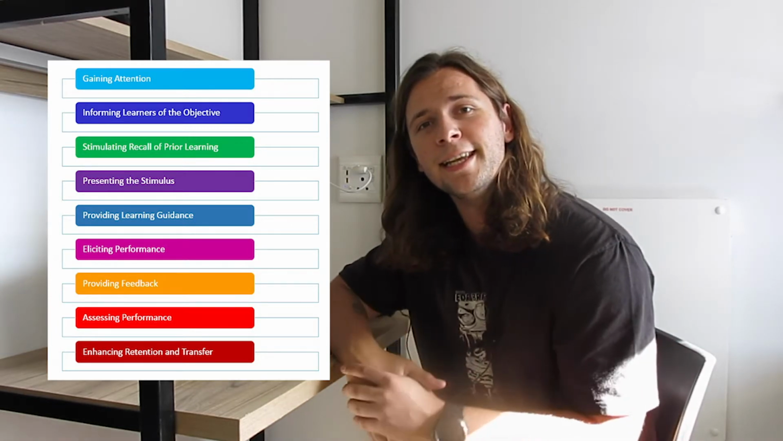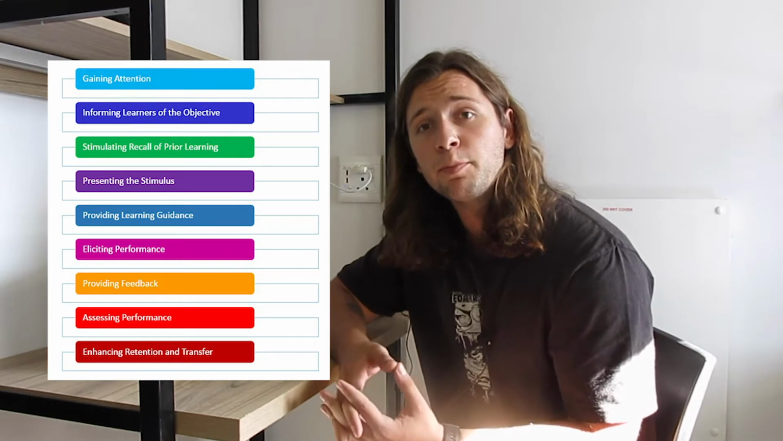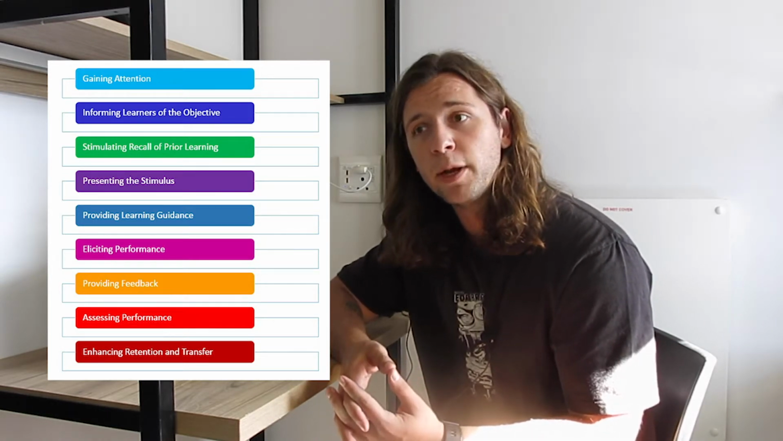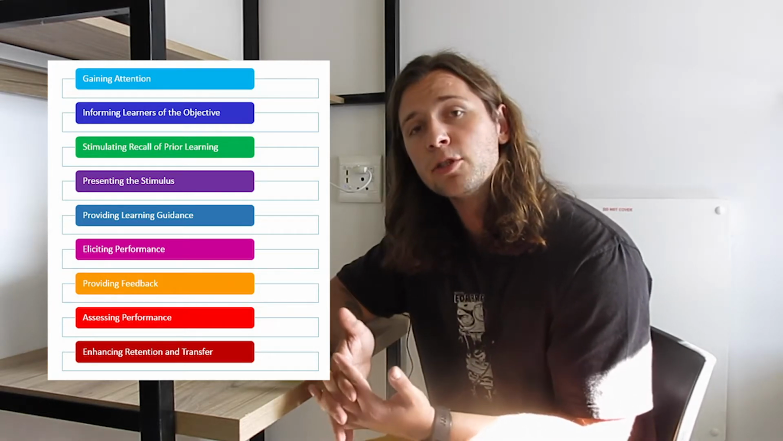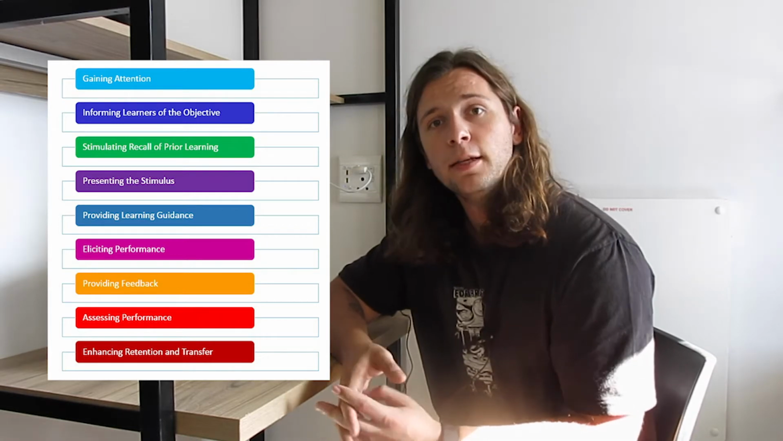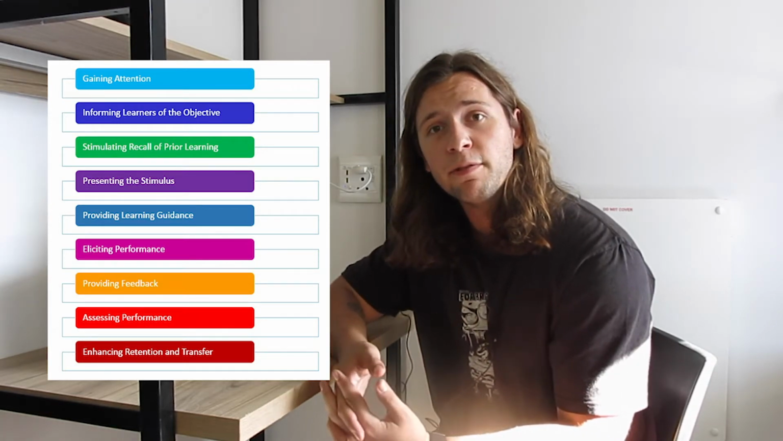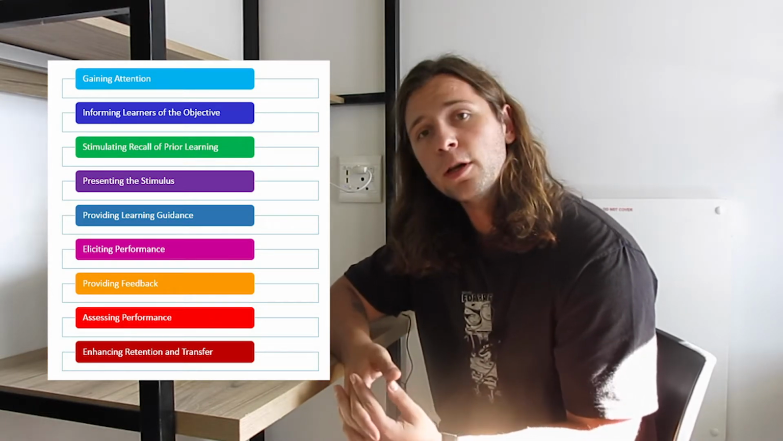Number 6 is elicit performance or practice. Make sure that your students partake in class activities, group discussions, and assignments. It is imperative that they practice the knowledge that they have just learned, because they'll be able to retain that information better. Number 7 is provide feedback. Provide feedback in a timely fashion that is objective, positive, and overall constructive towards the learner.